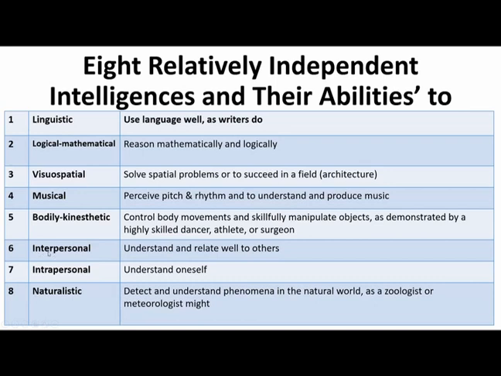Interpersonal is that you can understand and relate well to others, and intrapersonal is that you can understand yourself. And for the last, naturalistic, you can detect and understand phenomena in the natural world. So you relate well to your environment, to the natural world that surrounds you. So these are all a lot more in depth than simple mental performance. This is beyond just your mental capacity or mental competence. This is how you interact with the world around you. And that's why this is a more broad category or concept of intelligence.